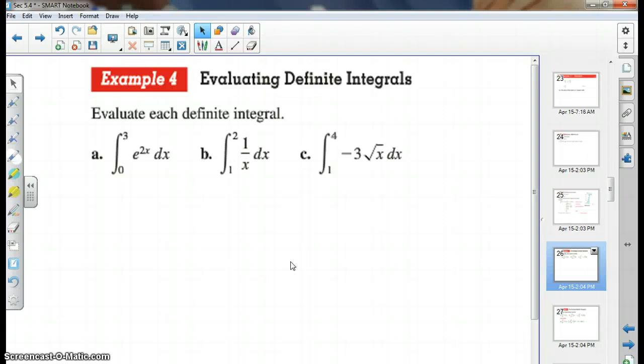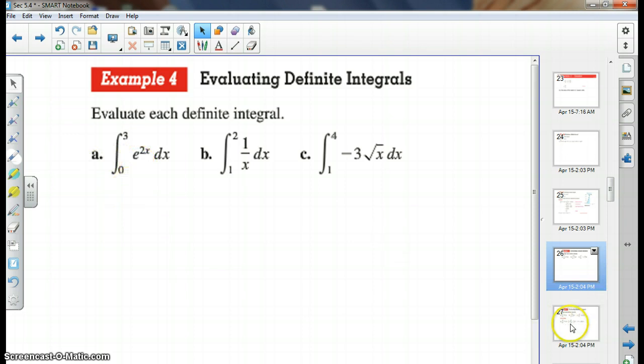Hi, this is Rob again, and I'm in the middle of section 5.4, example number 4. When we last left off, I was talking about how to integrate and evaluate, basically finding area underneath the curve without drawing a bunch of little rectangles.